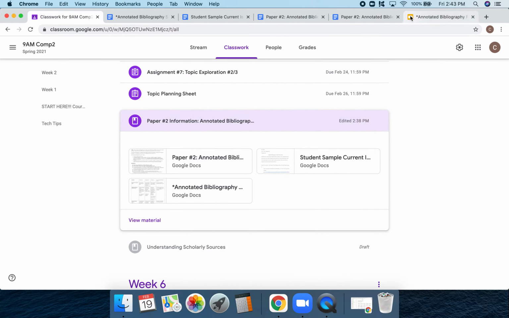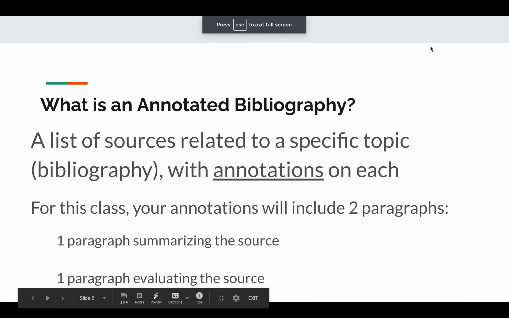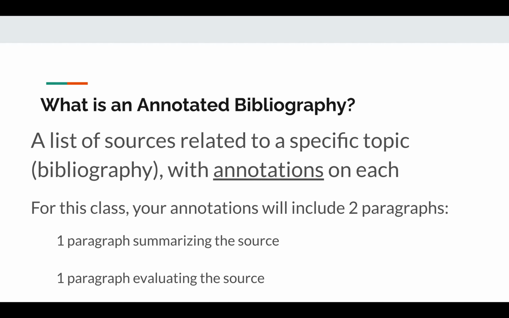Let's take a look at some FAQs, questions that tend to come up about the annotated bibliography. So first of all, what is it? What's the point of writing an annotated bibliography? Well, it's a list of sources related to the topic that you are studying with annotations on each. So bibliography is a list of sources. Annotations means your notes. So it's a list of sources with notes.